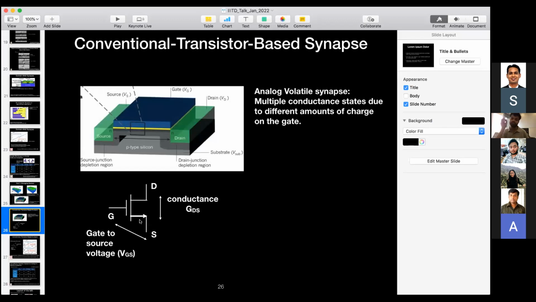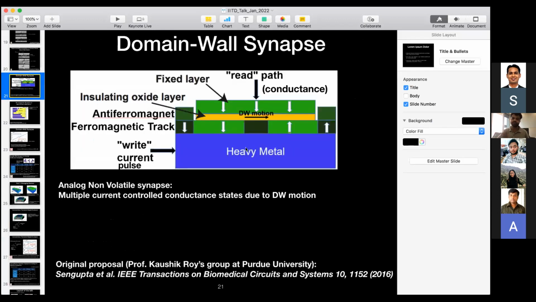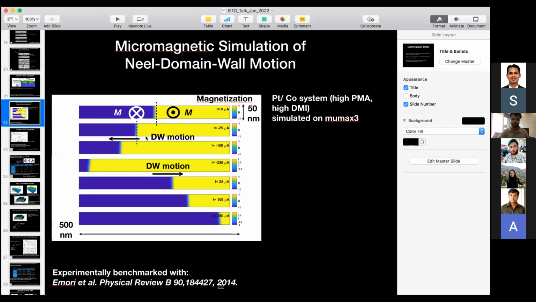No, the spin base is not a discrete weight, because it would have been a discrete weight if you had a very small number of spins. But in a fairly large device, you can actually control the number of spins. If you look at this picture, the blue region is where the moments are all down, and the yellow region is where the moments are all up. Now, as you move the domain wall, the number of moments down and the number of moments up are varying. You have many possible values between 0 and 1.